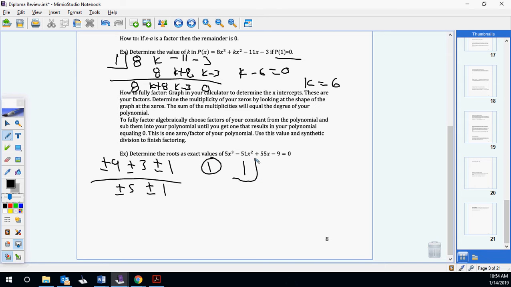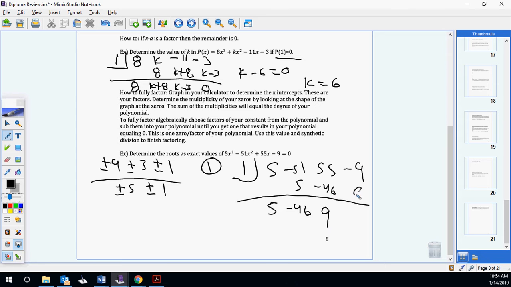So if we try 1, we get 5, negative 51, 55, and negative 9. Drop the 5. We get 5, negative 46, 9, 0. So 1 is a 0. That's good. That means a factor is x minus 1, right? x minus 1 is a factor.